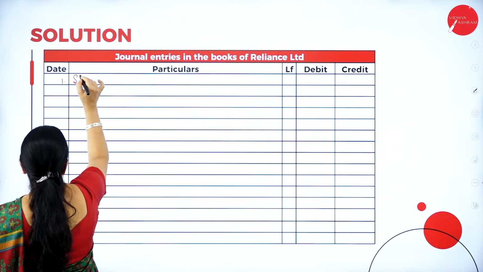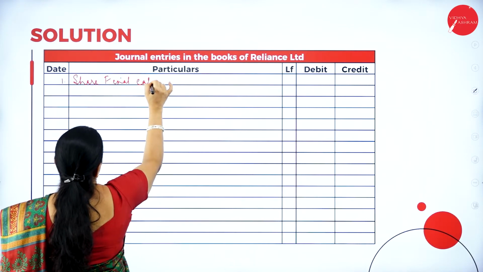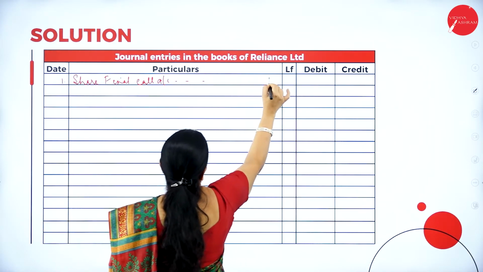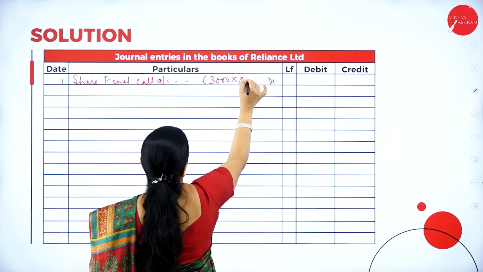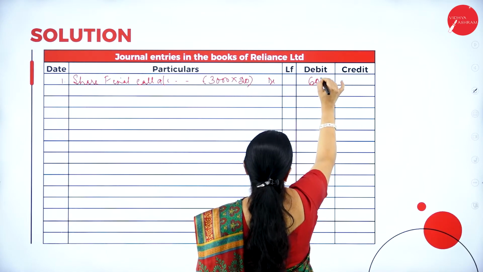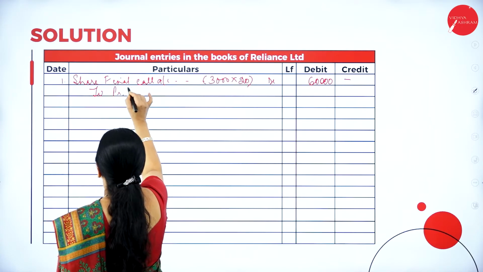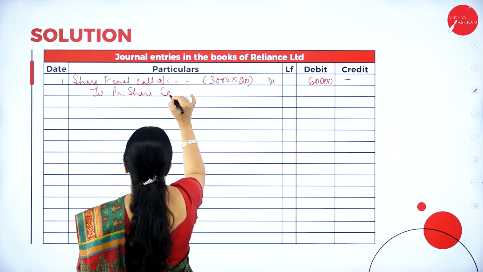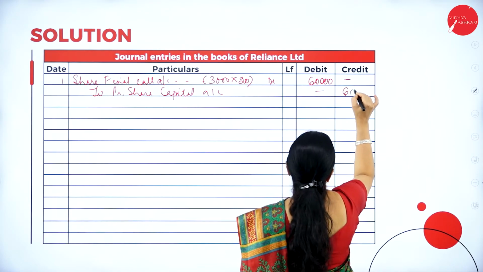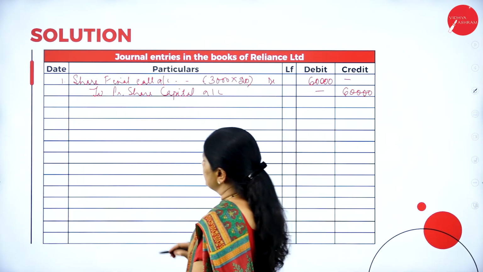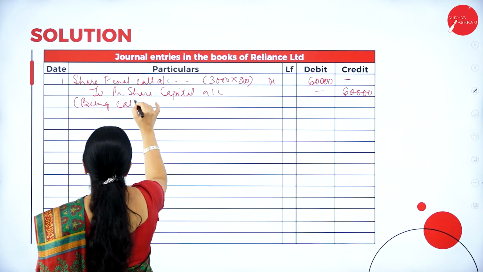So first one, share final call account debtor. So what is the final call? 3,000 into 20, that is 60,000 to preference share capital account. To preference share capital account, 60,000 being call money due.